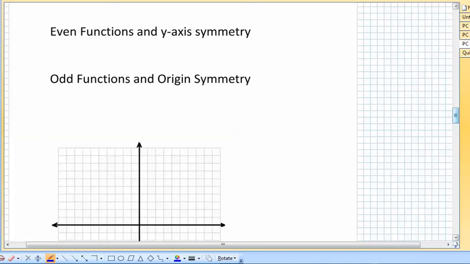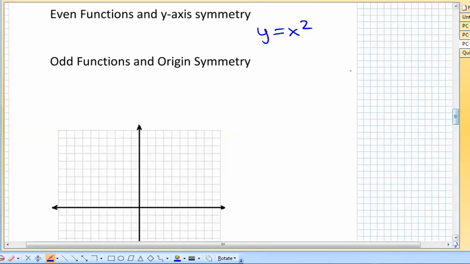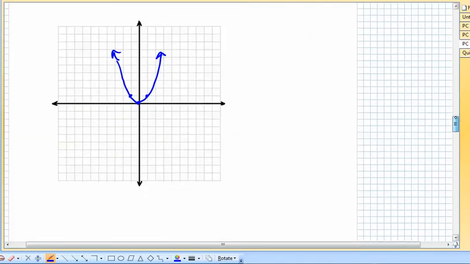As I said earlier, even functions are symmetric to the y-axis, like y equals x squared. Something that would be symmetric to the y-axis would be something like a parabola. Notice how it's the same on both sides of the y-axis. So that is an even function because it's symmetric to the y-axis.